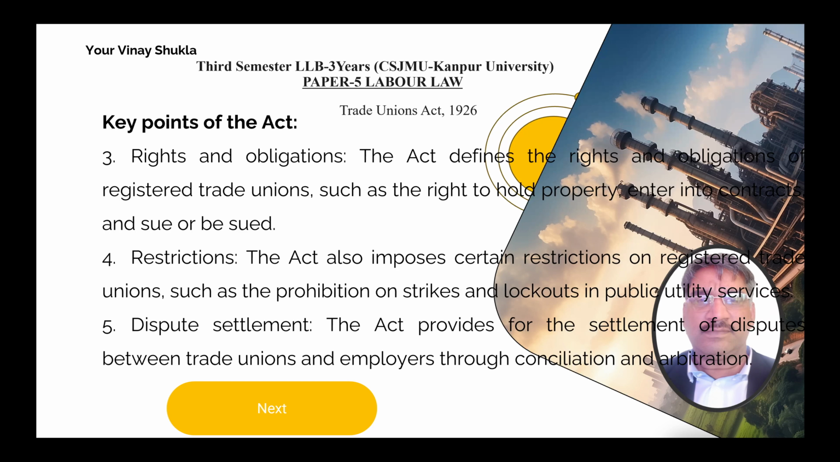Restrictions: The Act also imposes certain restrictions on registered trade unions, such as the prohibition on strikes and lockouts in public utility services. Dispute settlement: The Act provides for the settlement of disputes between trade unions and employers through conciliation and arbitration.